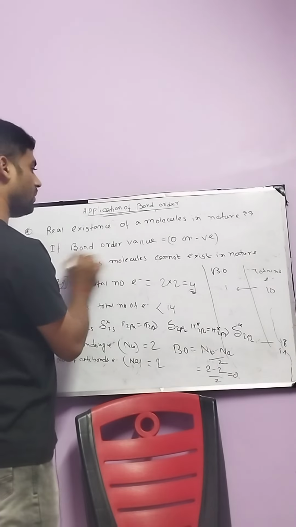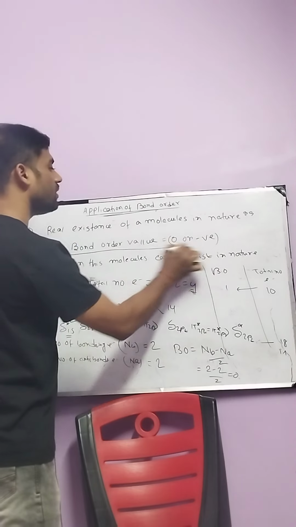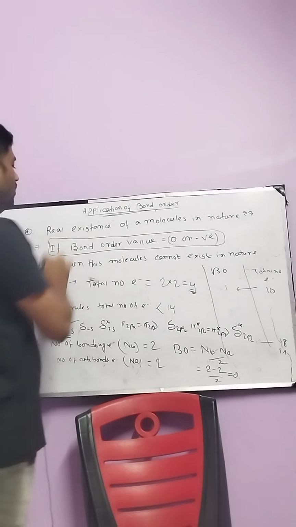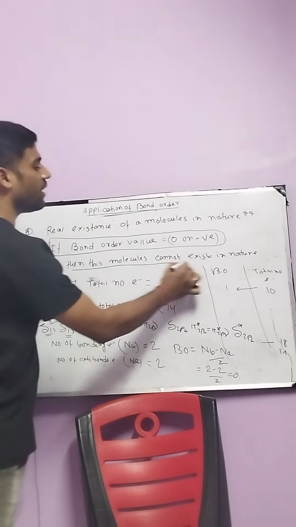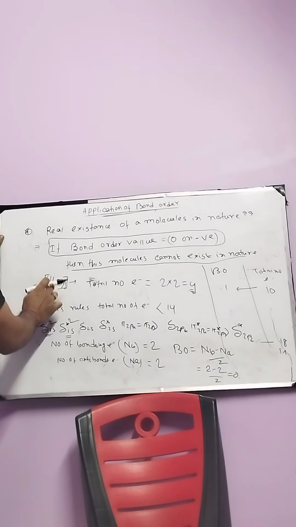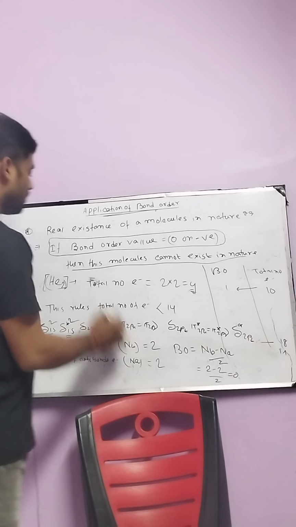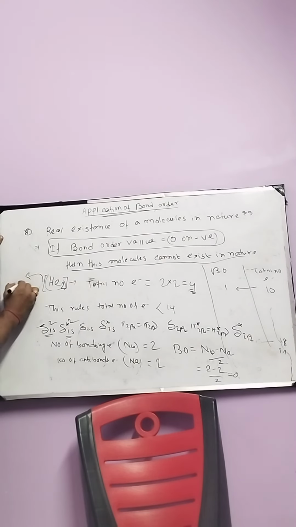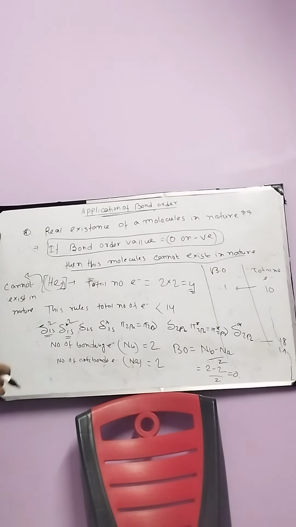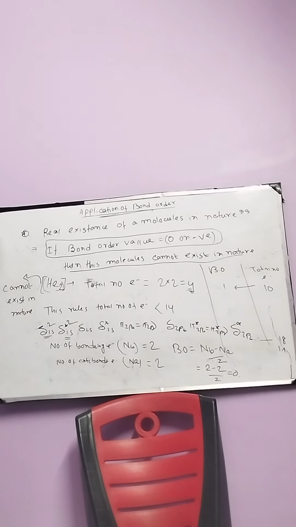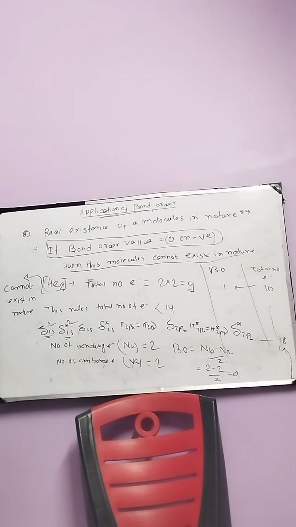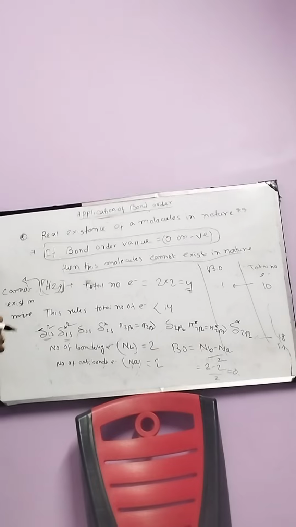This is the method: if the bond order value is 0 or negative, then these molecules cannot really exist in nature. So He2 has a bond order of 0, and so this molecule cannot exist in nature. This is the full process of bond order and its application for competitive exams and board exams. This is the complete method. Thank you, this video is complete.